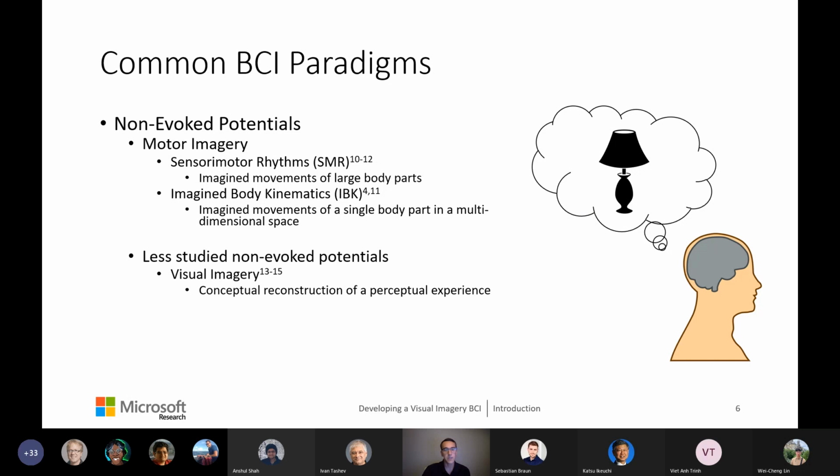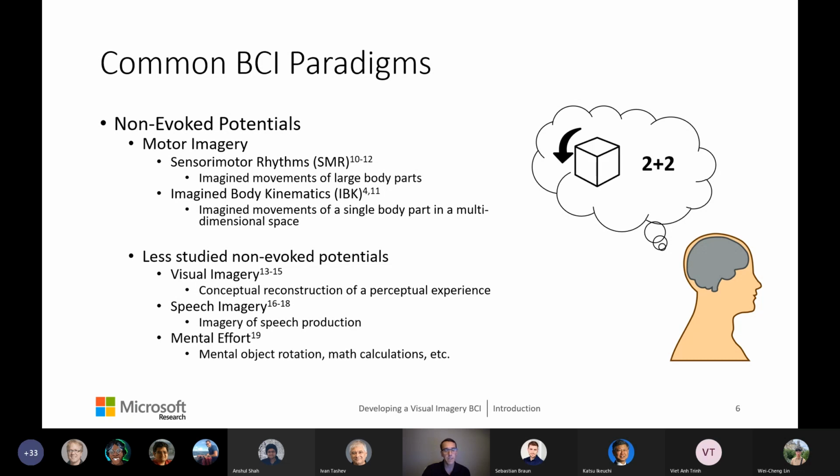Some less studied non-evoked potentials could be visual imagery. This would be a conceptual reconstruction of a perceptual experience, like directly imagining an object that you're trying to interact with. There's speech imagery, which is the imagery of speech production. And there's different categories of mental effort. This could be things like imagining rotating an object in three-dimensional space or mentally performing math calculations, something like that.